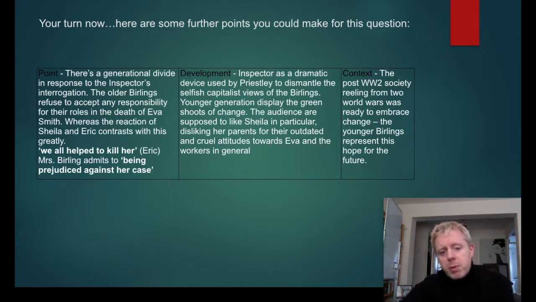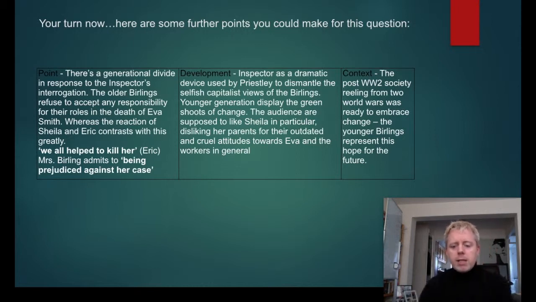So developing this point, the inspector is a dramatic device used by Priestley to dismantle the selfish capitalist views of the Birlings. The younger generation display the green shoots of change, offering hope for the future. The audience are supposed to like Sheila in particular, disliking her parents for their outdated and cruel attitude towards Eva and the workers in general. And context, the post-World War II society, reeling from two world wars, was ready to embrace change, and the younger Birlings represent this hope for the future.